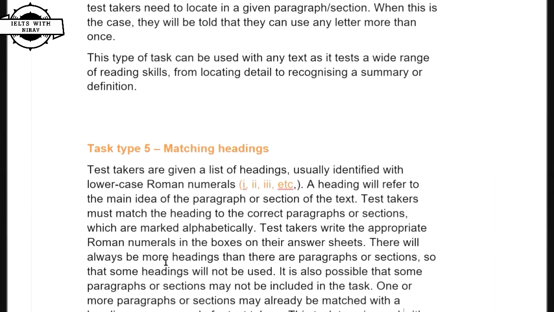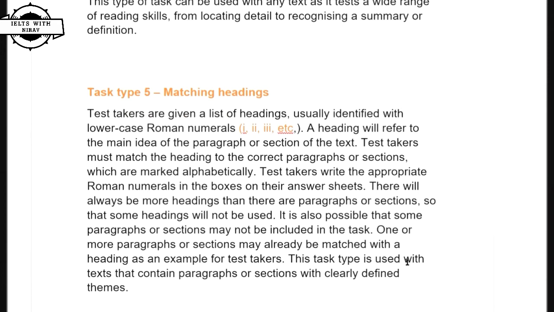There will always be more headings than there are paragraphs or sections. So let's say you have 5 paragraphs, there will be 7 to 8 headings, and it could be possible that 1 or 2 examples have been done for you. So there's an unpredictable thing, but one thing is for sure, the list of headings will be more compared to the paragraphs. This thing will not change. For that also I have uploaded a video with tips. If you haven't seen it, the link is in the description.